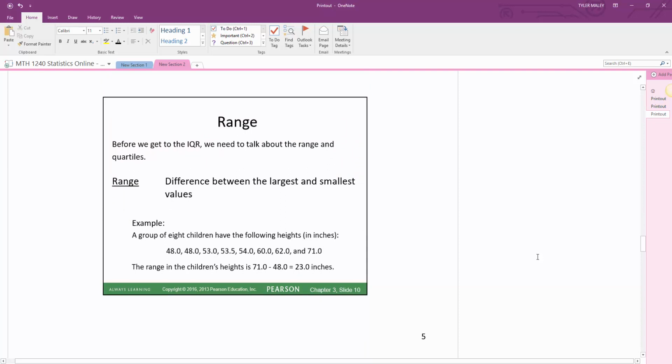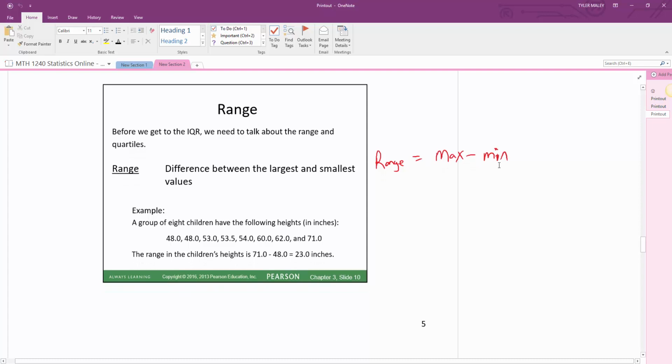So first, let's talk about the range, right? The range is the difference between the largest and the smallest, right? So we need to talk about the range and quartiles before we can show you what the interquartile range is. So a range is the difference between the largest and smallest values. In other words, the range is equal to the max minus the min, right? So we take our maximum value minus the minimum value, right? And I showed you above, if you put your data set in order from smallest to biggest, then the number on the left is the min, and the farthest number on the right is the max, right?